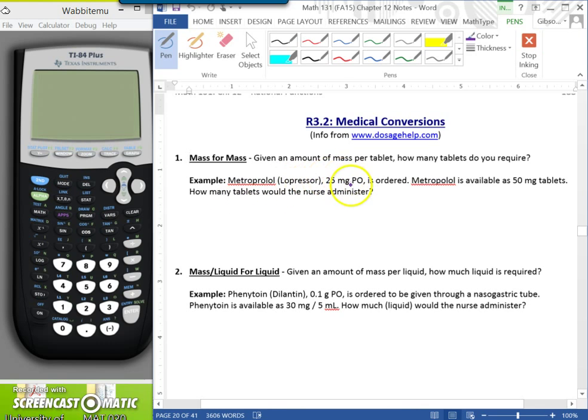Okay, so first of all, we have 25 milligrams. I assume this PO is for per order, I guess. So it'll be 25 milligrams divided by 50 milligrams. And when we divide this would give us 0.5 tablets. So basically it'd be half a tablet.